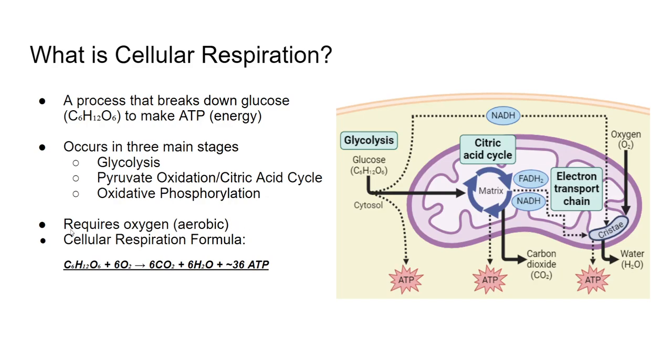So we'll be talking about two types of respiration. We have aerobic and anaerobic, but for this section, we're going to be specifically talking about the one that requires oxygen, or aerobic respiration. And this is the formula for cellular respiration. We have glucose and oxygen turning into carbon dioxide, H2O, and also 36 ATP.